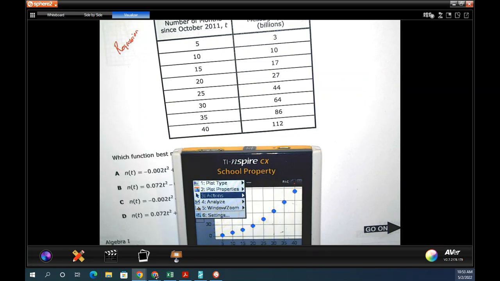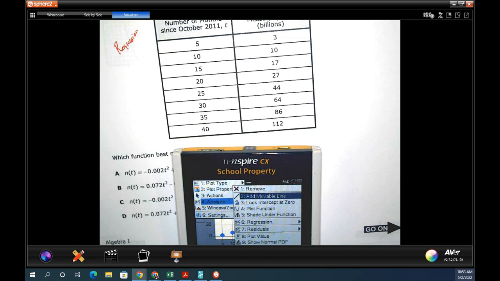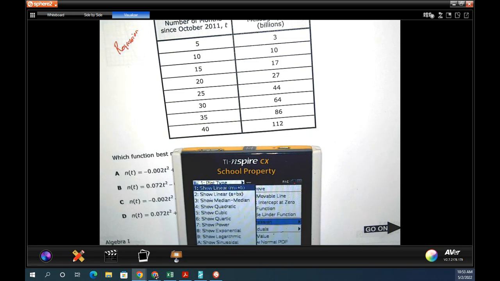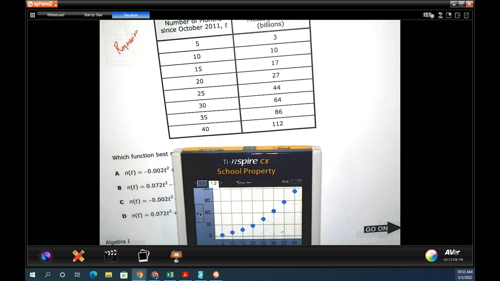Oops, wrong one. Analyze, regression. Now we want to go to show quadratic. That's the only thing that changes. Hit enter. Oh, I'm about to get my hand to see this one. All right. Click, hold.